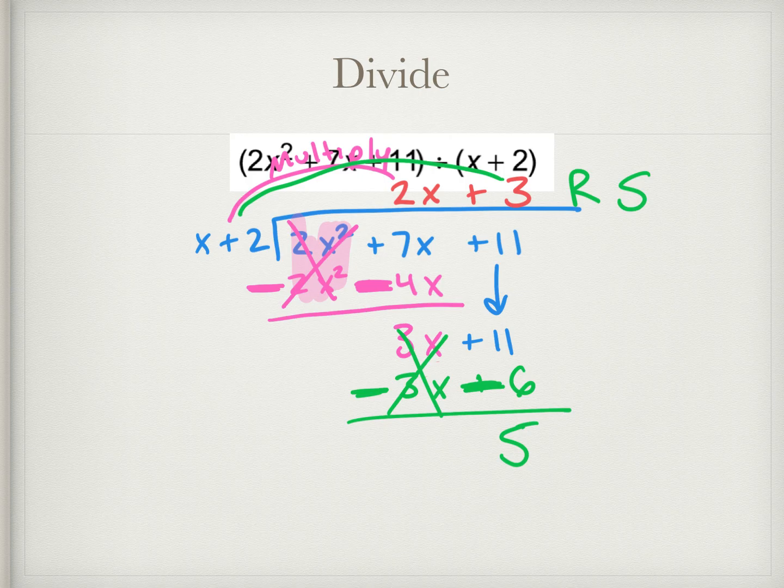So notice how in my work, I have the x squareds on top of each other. Then I have the x's all on top of each other. And then the constants all on top of each other. And then once you run out of space, everything left is your remainder. So this is our answer.